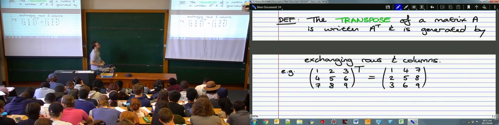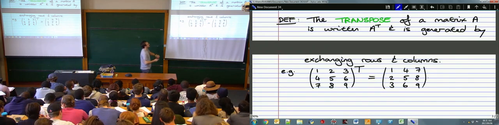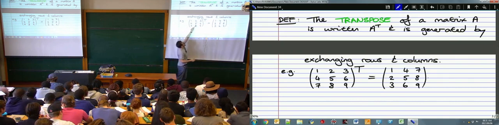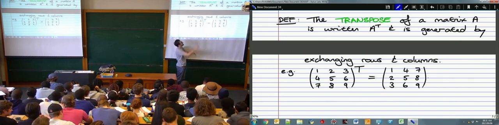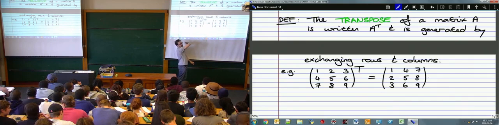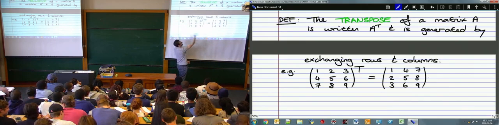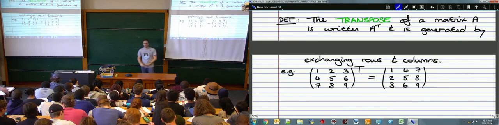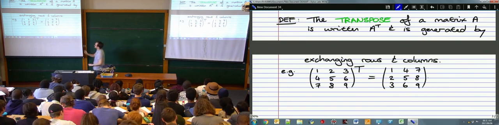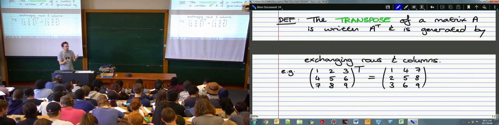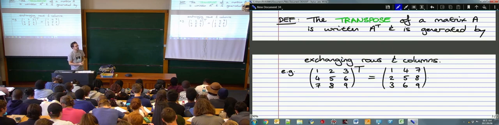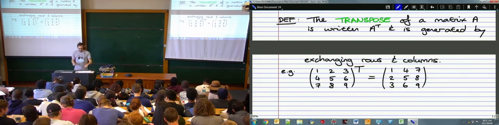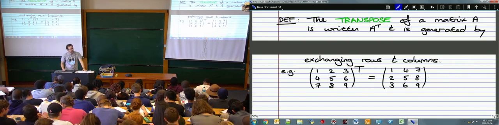So one thing you might notice is that entries on the diagonal will stay on the diagonal. Entries below the diagonal will get flipped, and they go above the diagonal. Entries above the diagonal end up below the diagonal. So this is just the transpose. You just exchange rows and columns. All the rows become columns, all the columns become rows.